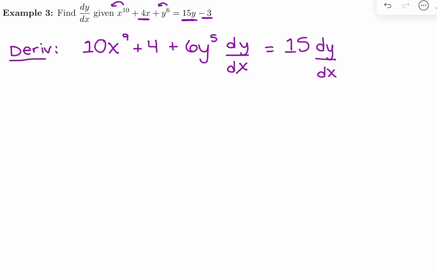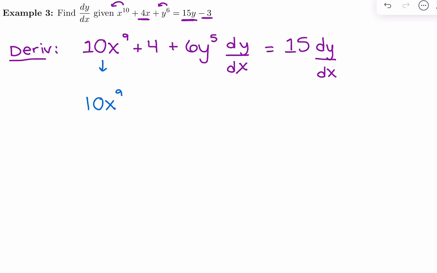Now that we've taken the derivative, we are going to solve for dy/dx. This time I'm going to get dy/dx on one side by moving it over to the right. It looks like I would have to move fewer terms to have all the dy/dx terms on the right instead of the left here. So I'm going to go term by term and decide should I keep it or move it, knowing I want all dy/dx on the right. Anything without a dy/dx is going to stay on the left. So should I keep or move this first term? I should keep it. I have 10x to the 9th.